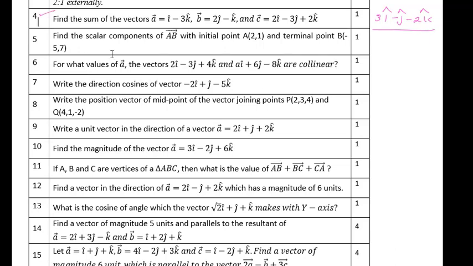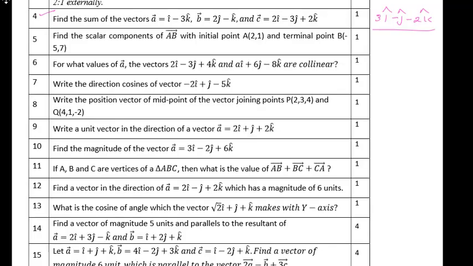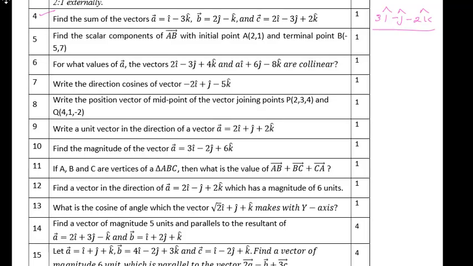Find the scalar component of AB bar with initial point A and terminal point B. Okay, so let us solve this question. So you have been given a bar and b bar. So we will write, point A is (2, 1) and B is (5, 7). Now generally there should be 3 components. If 2 are given, that means the z component is 0.